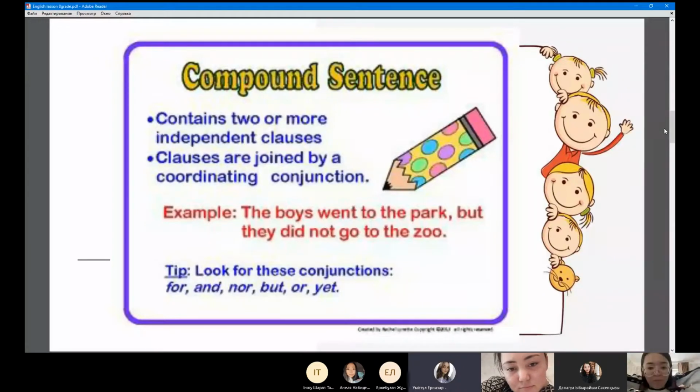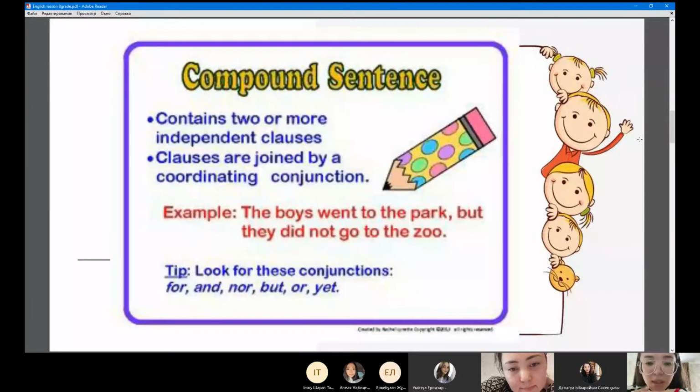And for example, Umitgul, please. Can you repeat? Read the example. The boy went to the park, but they did not go to the zoo. Good job. Look for these conjunctions: for, and, but, or, yet.